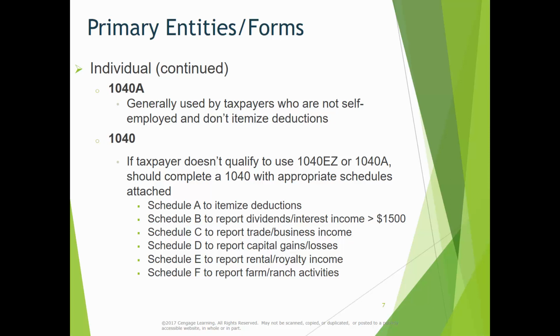Okay. E is a little bit more complicated. It's got 4 distinct parts. One is your rentals. And that can be anything from I do Airbnb in my basement to I own an apartment building.